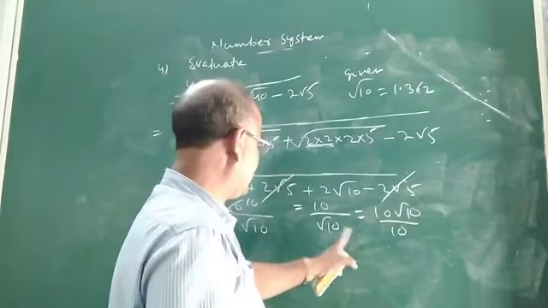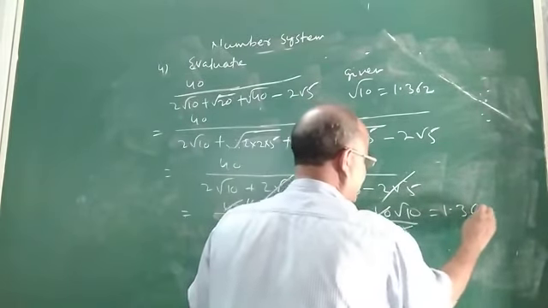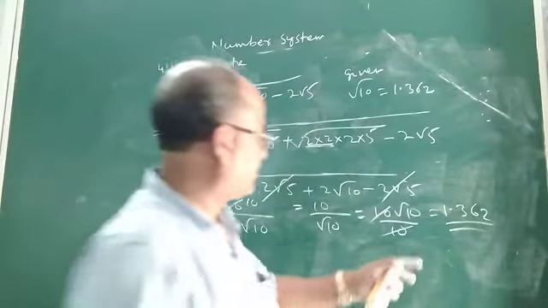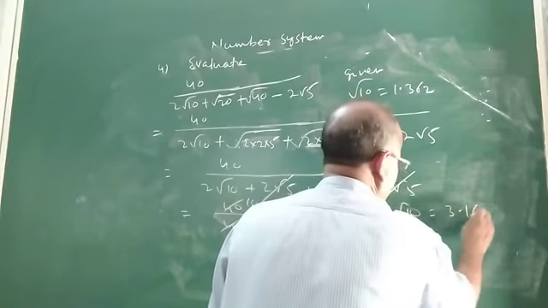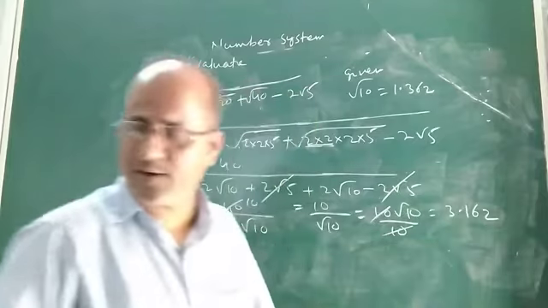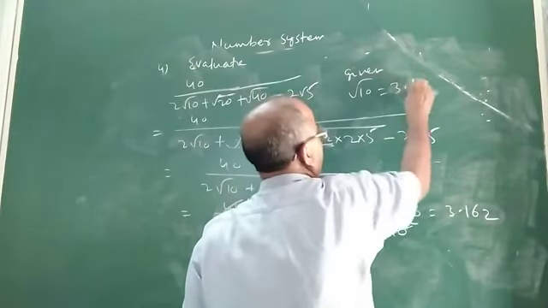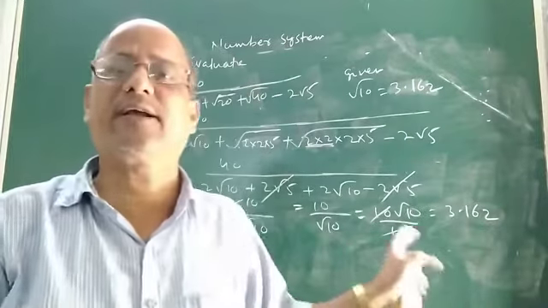Okay. Root 10 into root 10 is 10. Now 10 cancels. It will be root 10. This is the answer. So the answer will be 3.162. The value of root 10 is given as 3.162. See. So in this way you will get the answer.